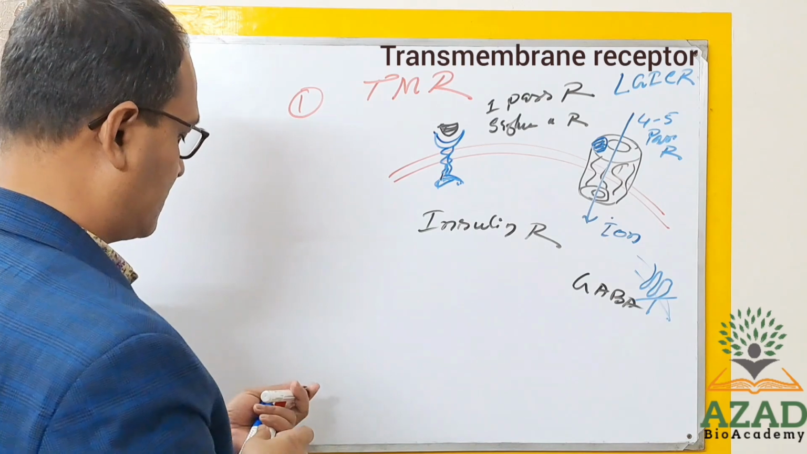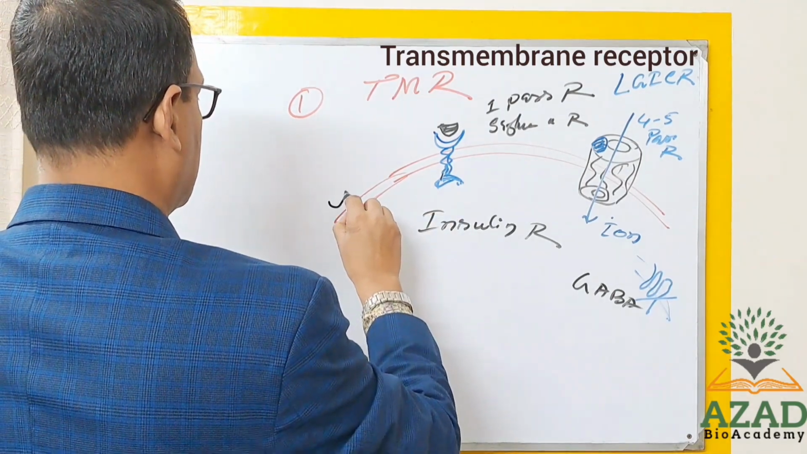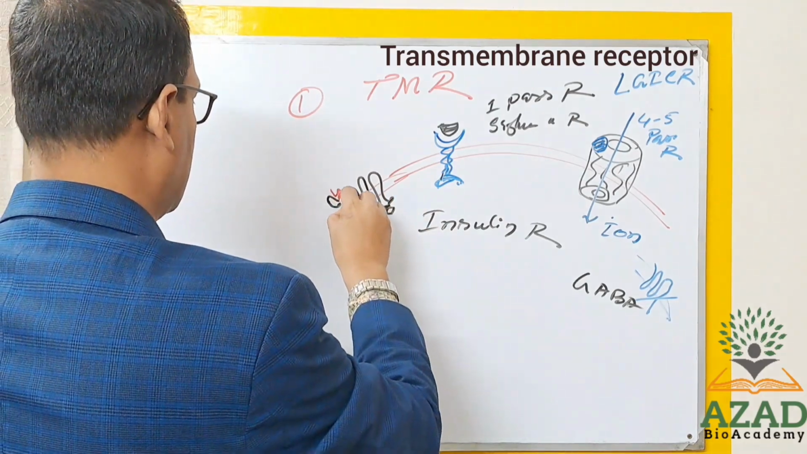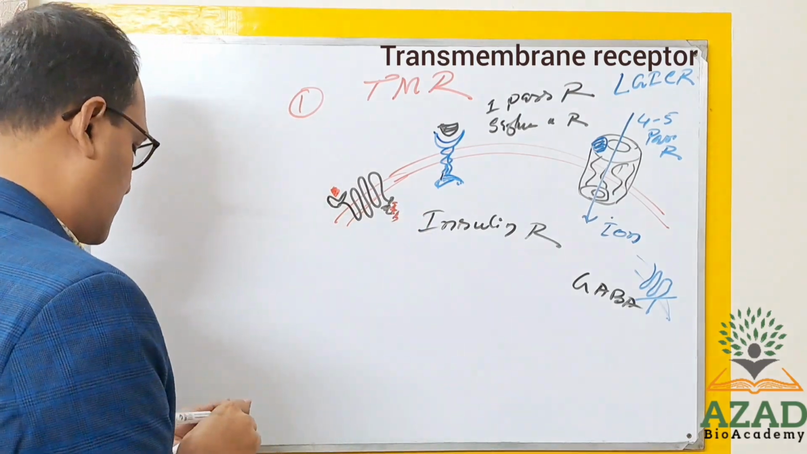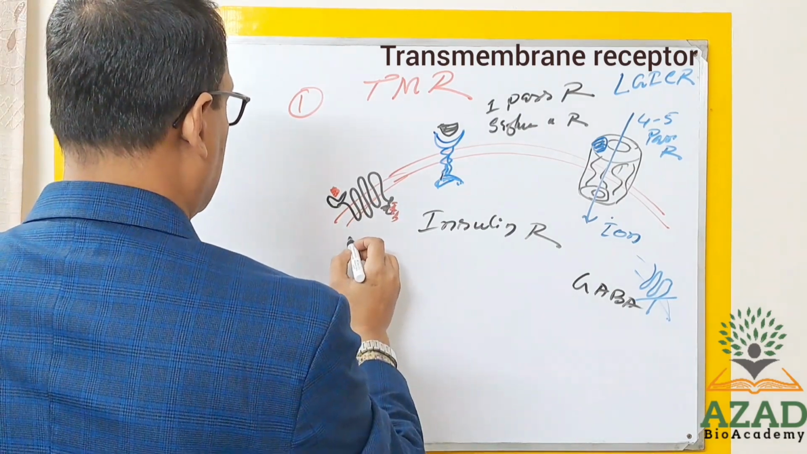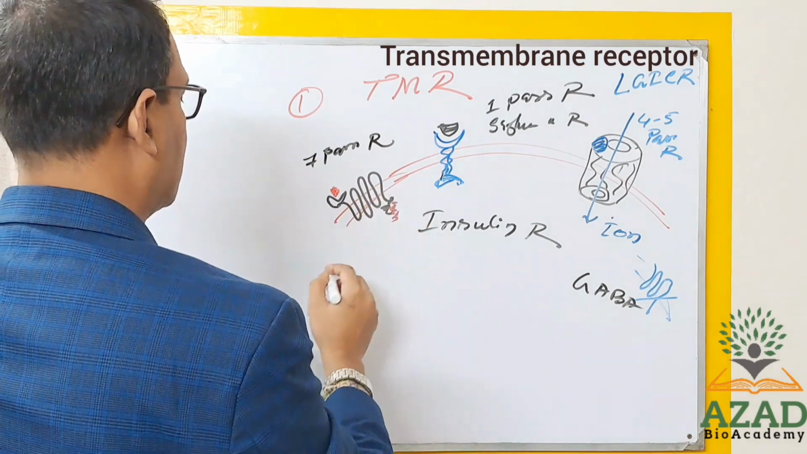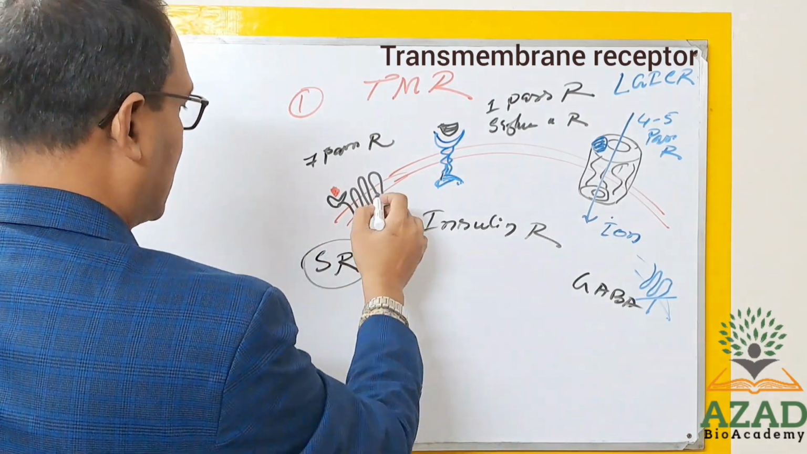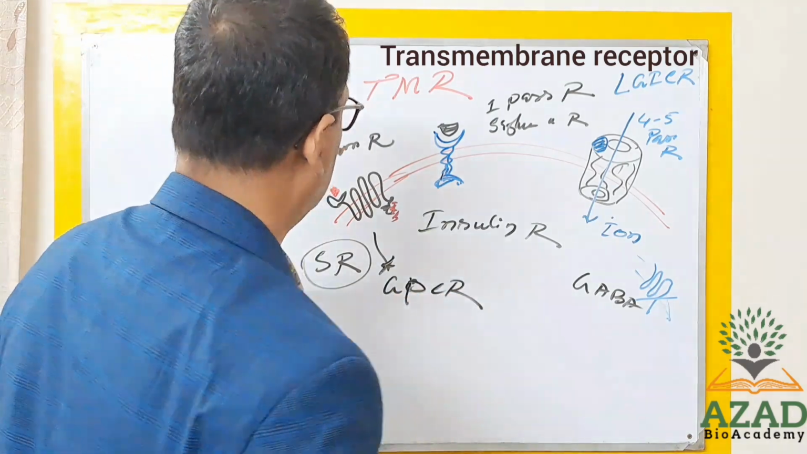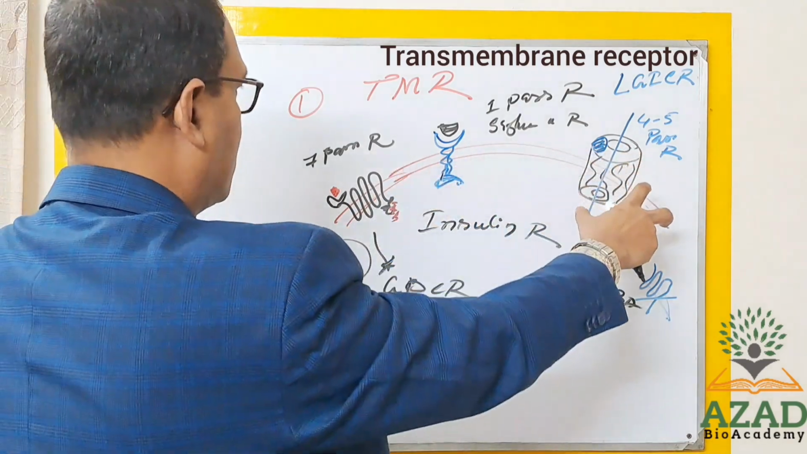That is the 4-5 pass receptor. Another very common receptor will pass 7 times: 1, 2, 3, 4, 5, 6, 7, like that. Here you can see the ligand, this is your response site, and this is the crossing part of the receptor. This is called a 7-pass receptor, and it looks like a snake, so it's a serpentine receptor. You can think of the G protein coupled receptor, another name is metabotropic receptor. So serpentine receptor or 7-pass receptor. Okay, so we got three types of transmembrane receptor.